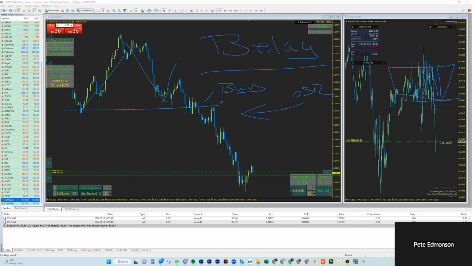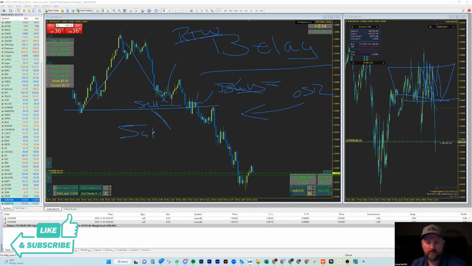So with a belay trade, it's the same as riding the wave. The rules are exactly the same as riding the wave. However, the belay trade is if you're buying here because you think it's buying, I will also put a stack of sells on in case it does break. As soon as it breaks, I would get out of all of my buys.